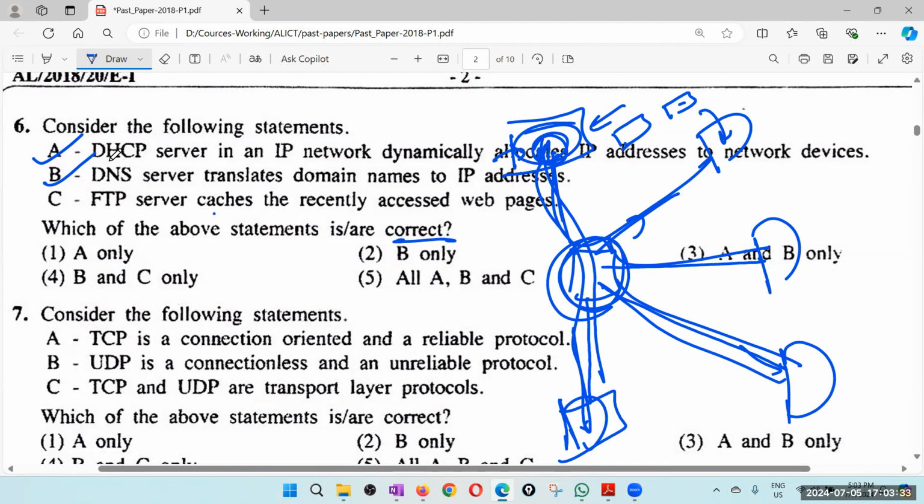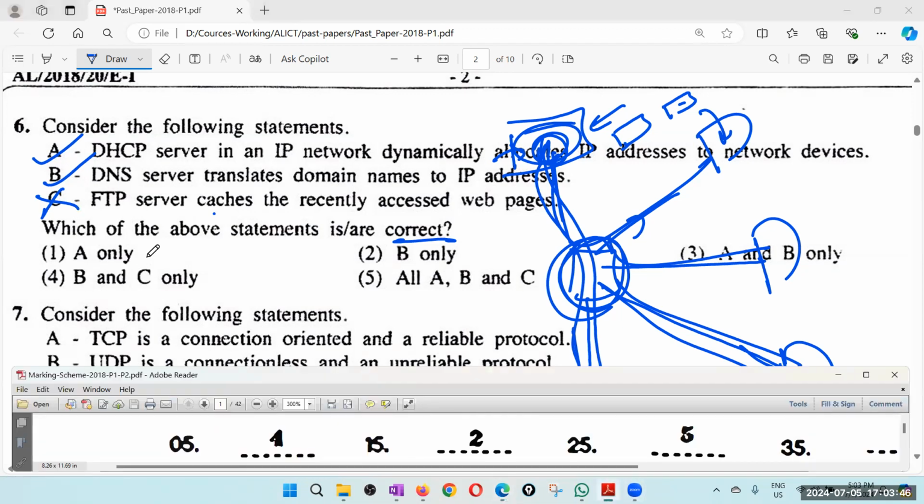So therefore, I will not take C. So therefore, I'll go for A and B only. But I think there's an issue with the past paper answer. Let's double check the answer.